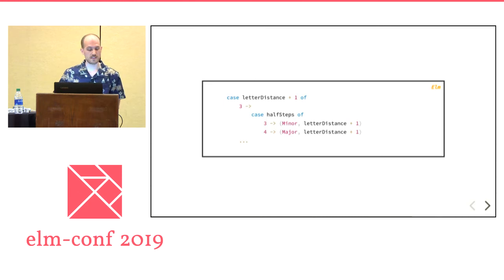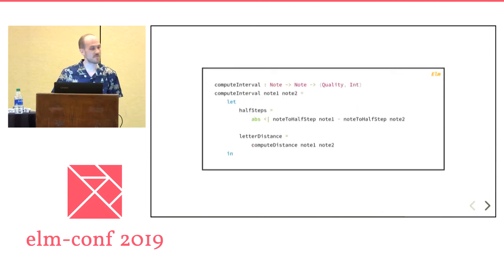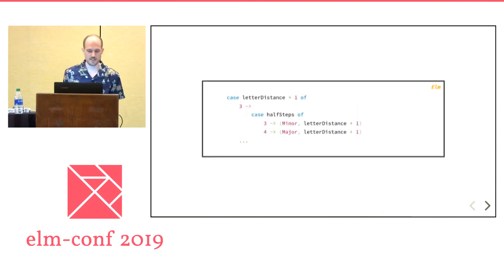And since this is base 0, to report the interval, I need to add 1 to it. So I hate doing case statements on integers. So this probably should return a maybe. So third, if you are a third, like between C and E, and you have half steps of 3, then you're minor. If you're 4, major. And I would just need to provide all the cases.